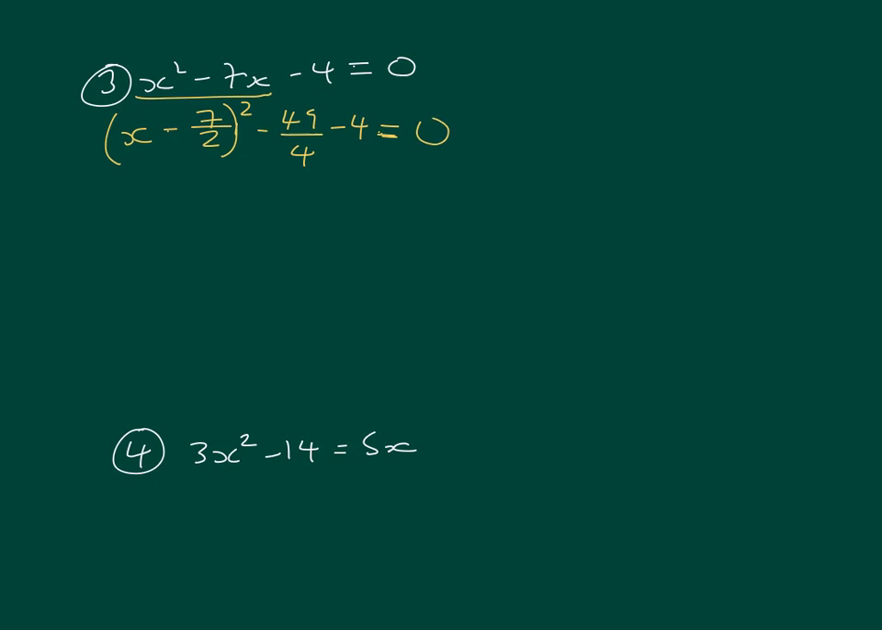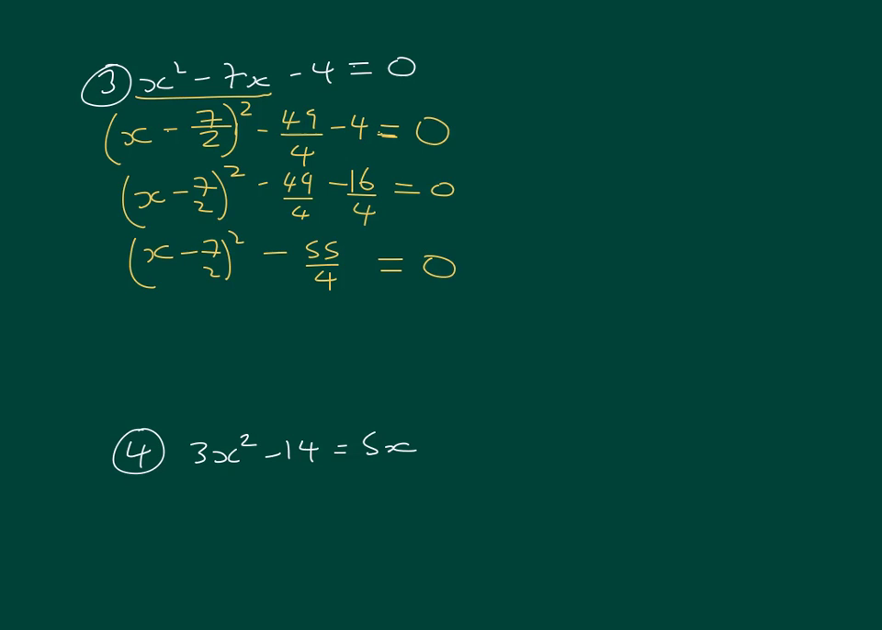So if we're going to solve this, minus 49 over 4 minus 4, I'm going to convert that 4 into a fraction, so that'll be minus 16 over 4. So we'll have minus 49 over 4 minus 16 over 4, which is going to give us minus 55 over 4. And obviously we have this x minus 7 over 2 all squared on all of these lines. Then rearrange it, so we'll have x minus 7 over 2 all squared equals 55 over 4.